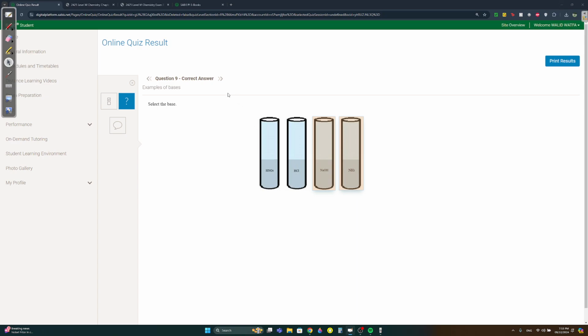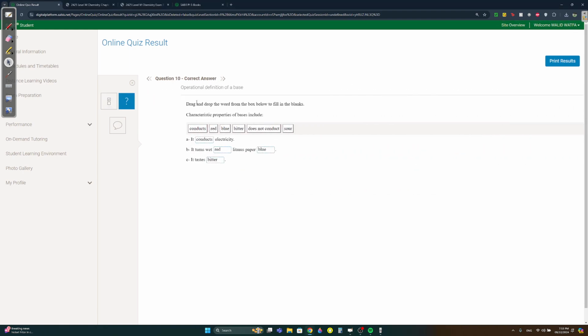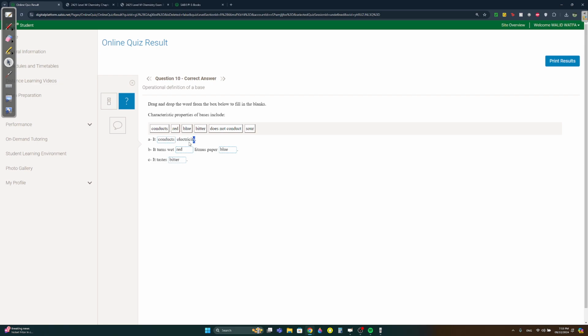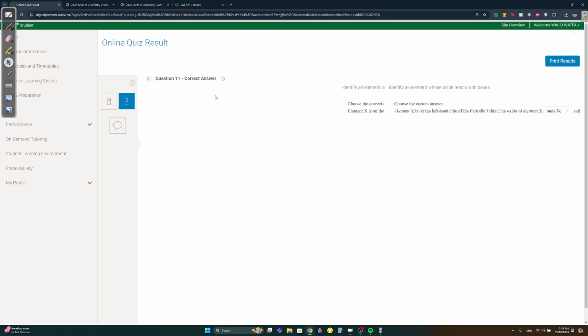HNO3, HCl, we said they're acids. HCl, hydrochloric acid. HNO3, these are easy. Bases conduct electricity. It turns red paper blue, and it tastes bitter, right?